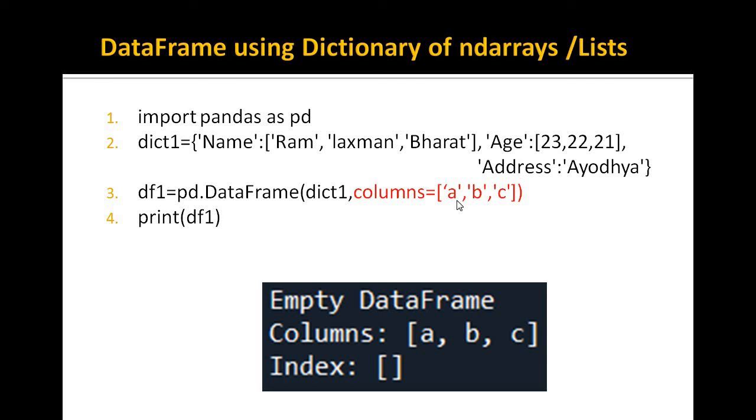Now in this case the columns that have been provided, A, B, C, have no matching corresponding values, so all are not a number. That means there are no entries, so this data frame becomes an empty data frame that has column names, and indexes are not defined. Indexes will be defined as the entries are made.